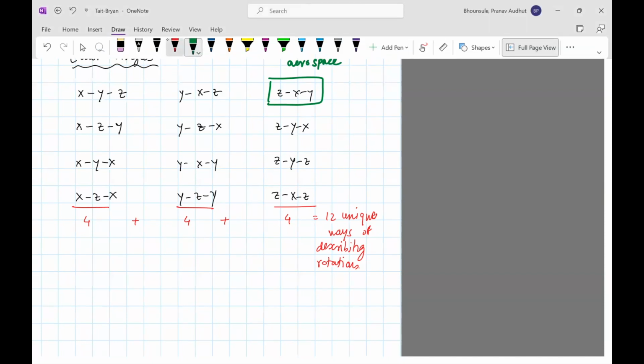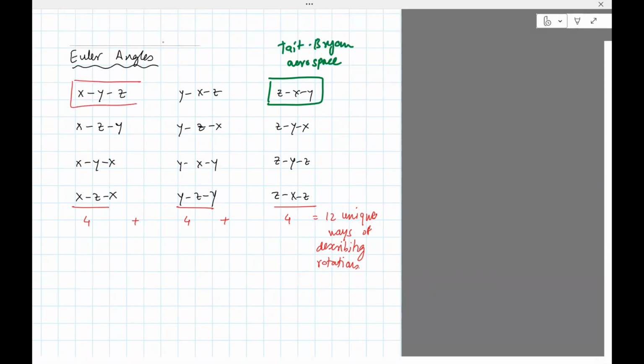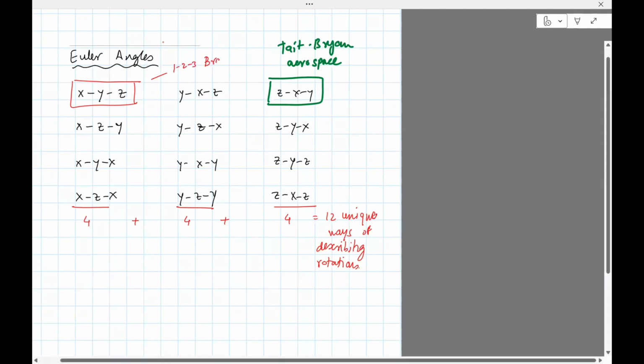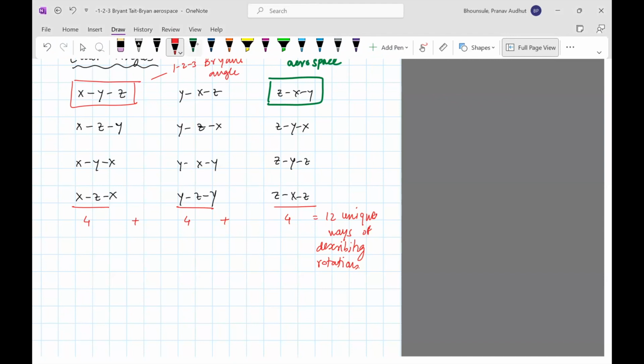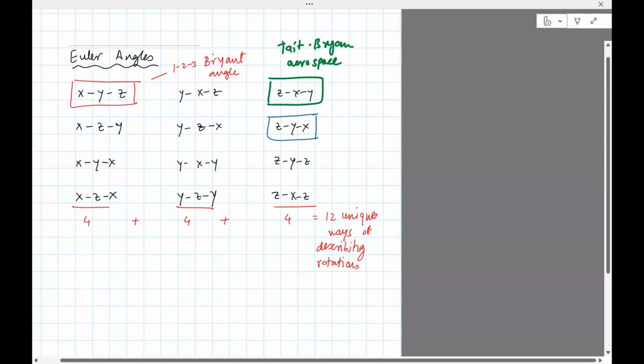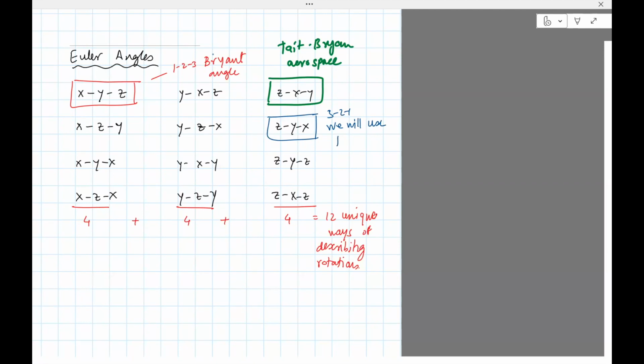These ones, X, Y, Z, are commonly known, as we'll come across, as the 1, 2, 3 convention, and they're known as Bryant angles. Okay, so what we'll do is we'll actually stick with ZYX. We'll use this in our class. This is a 3-2-1, that is ZYX 3-2-1. We will use these in the course.